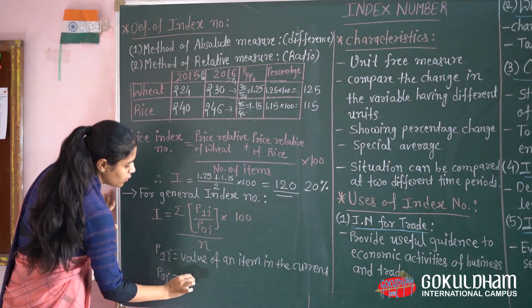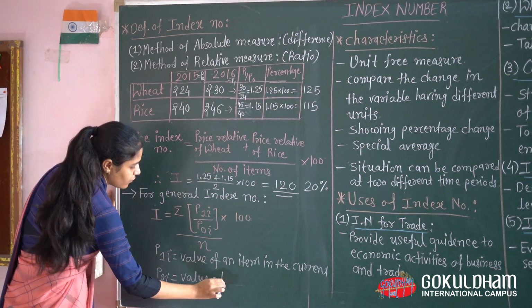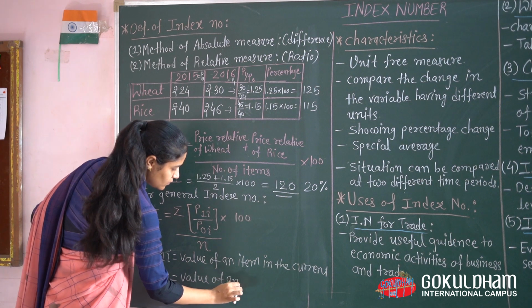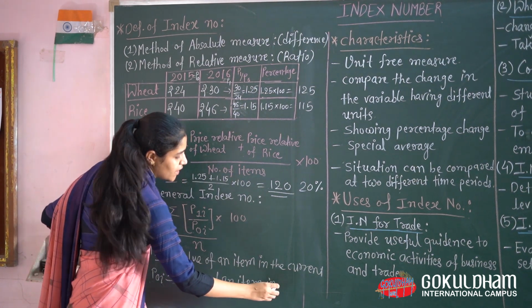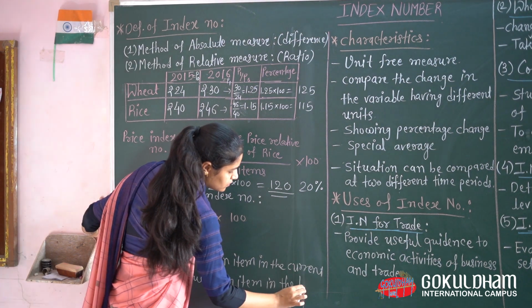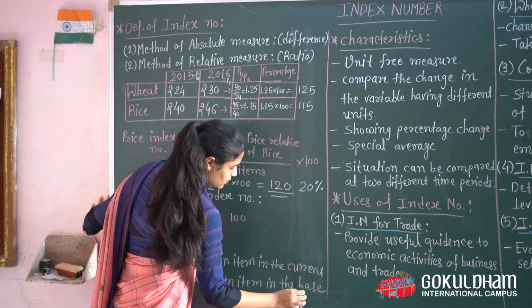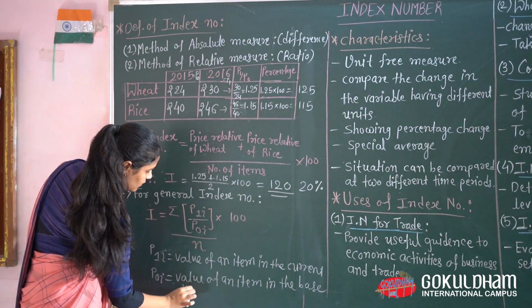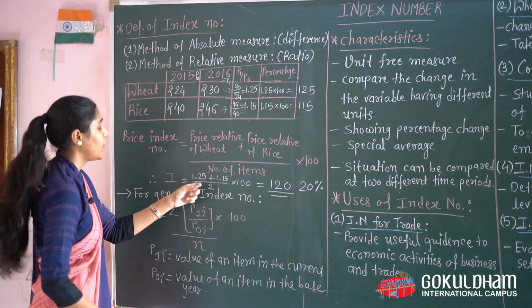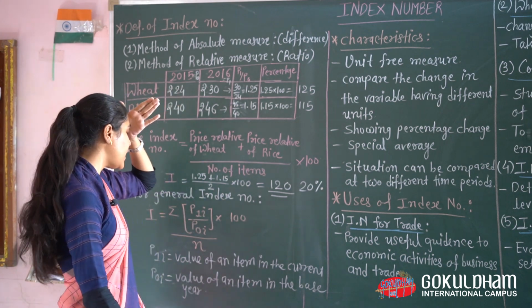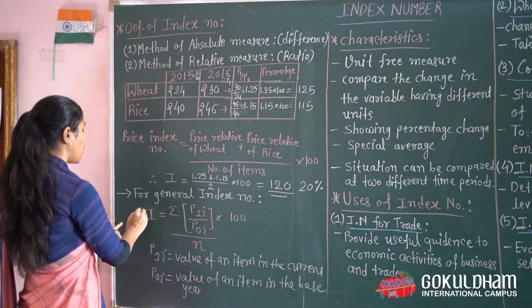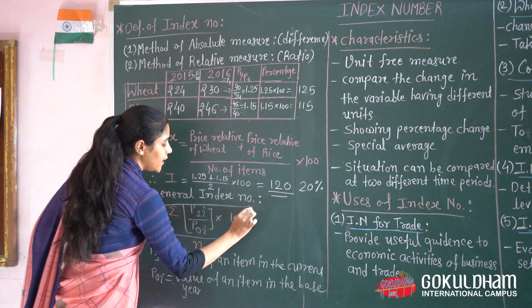is the value of an item in the base year. And n is the number of items, and clearly we can see that it is multiplied by 100. So this is the formula for finding the general index number.